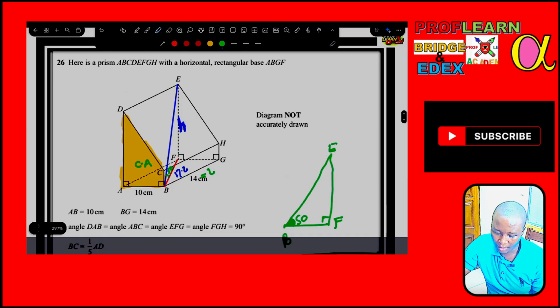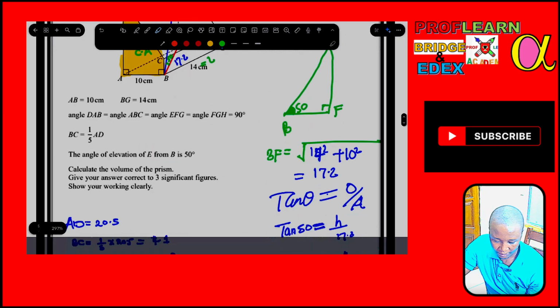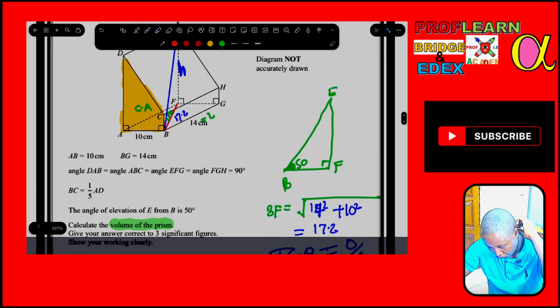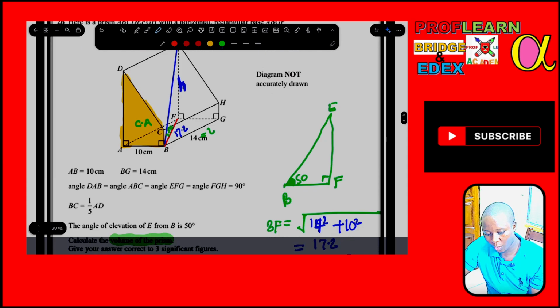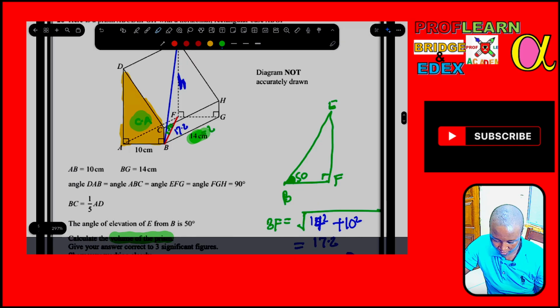Another question that has really brought a lot of questions is a question to do with three-dimensional geometry, whereby candidates were asked to find the volume of the prism. So for you to find the volume of the prism, of course, you need to have the cross-section area and then times the length of that particular prism. The cross-section area that we are talking about is this part that is shaded yellow.